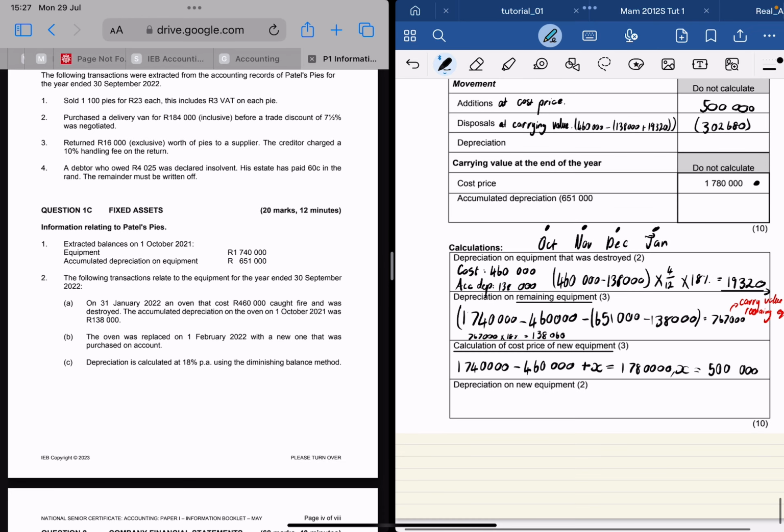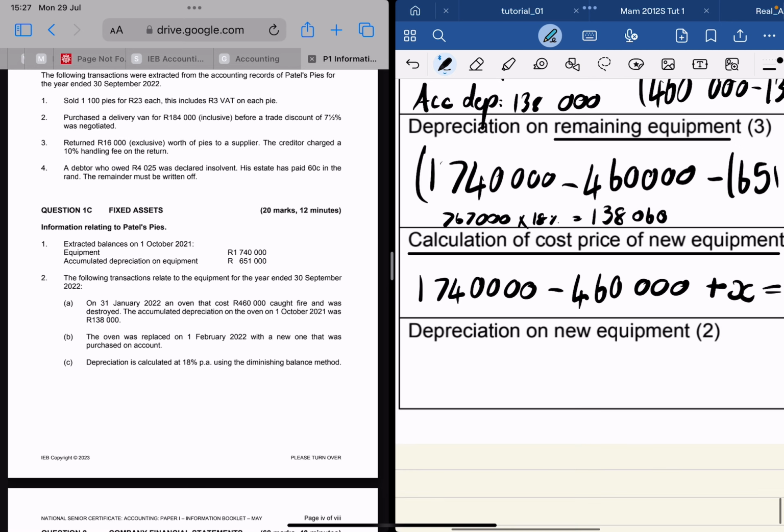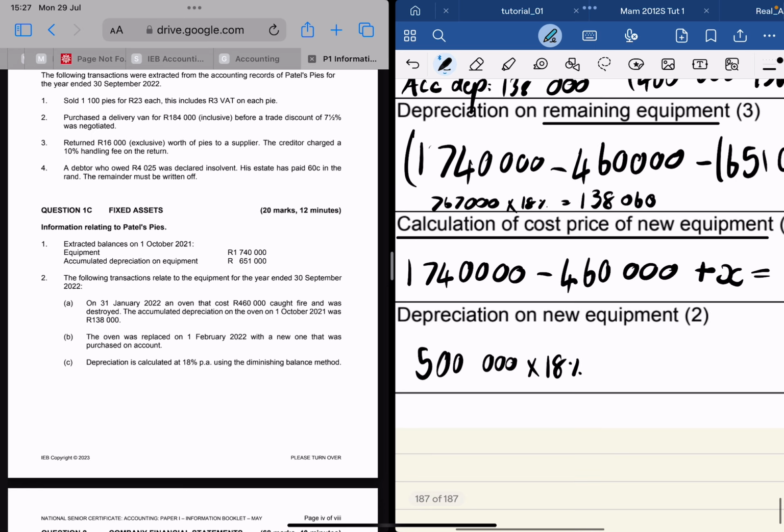Then they've been very nice to us here. They say depreciation on new equipment, right? So we know our equipment cost 500,000. We multiply it by 18%. And how long did we have it for? We bought it on the 1st of February, right? So we have it for February, March, April, May, June. Sorry, I've lost count already. I'm doing it on my fingers now.